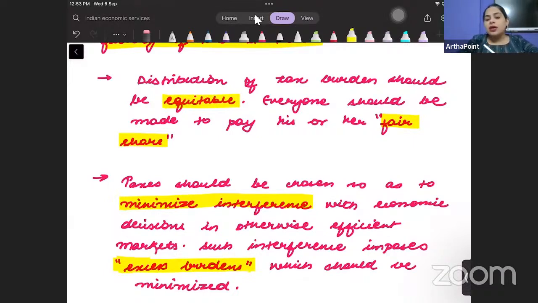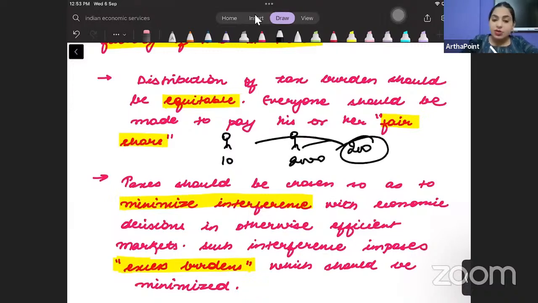मतलब क्या है? एक person है who's earning 10 rupees and another person he is earning 2000 rupees. I should not be charging both of them 200 as tax. That will be wrong. So I have to make sure that the tax is equitable. I have to make sure that each of them pays according to their fair share. If they are earning different levels of income, they should be paying different amount of tax.